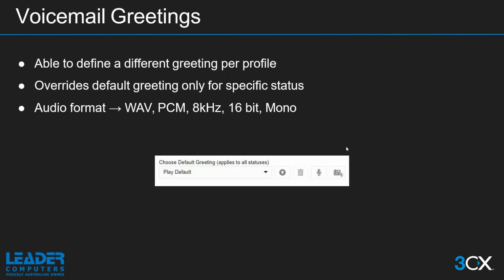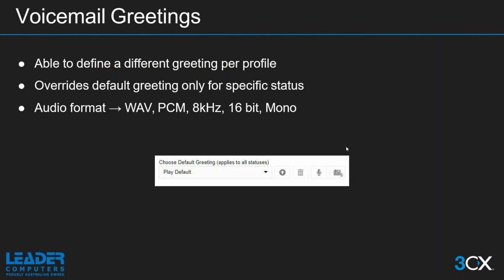They can also set up a different voicemail greeting per status. For example, when you're set to available and it goes to voicemail, you can put a message like, sorry, we are busy, please leave a message and we'll get back to you as soon as possible. Or when you're set to away, sorry, we are not available at the moment, but we'll get back to you as soon as we are back in the office.